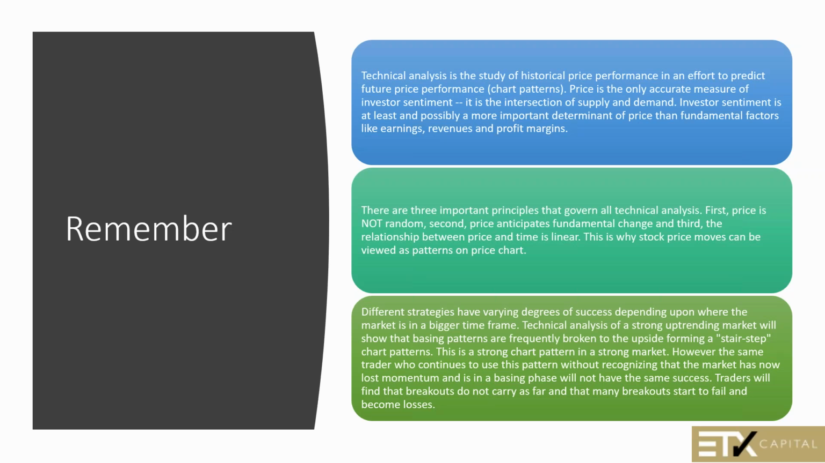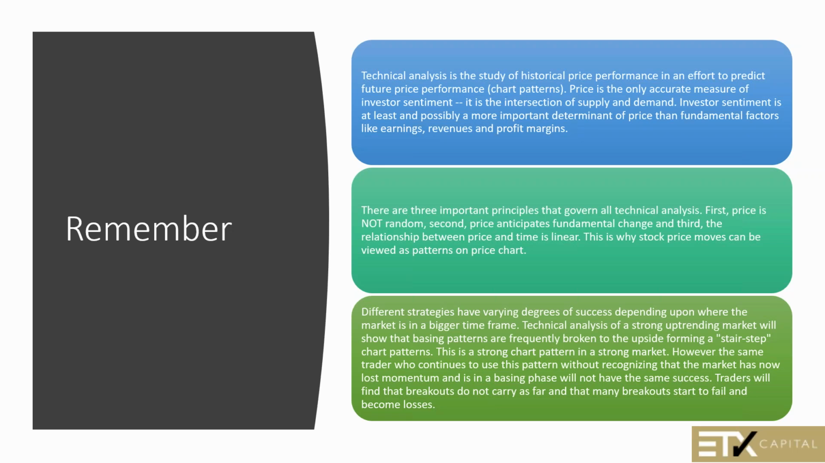First, price is not random. Second, price anticipates fundamental change. And third, the relationship between price and time is linear. This is why an asset's price moves can be viewed in patterns on charts.